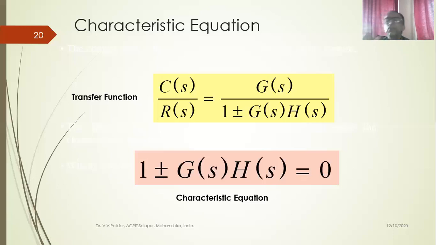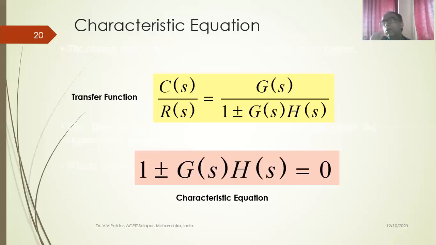Now these two values of s, when I plot them on the graph, that is called a pole zero plot. It tells me for what values of s the system is going to remain stable and for what values of s the system is going to be unstable. So it tells me about the character of the system.